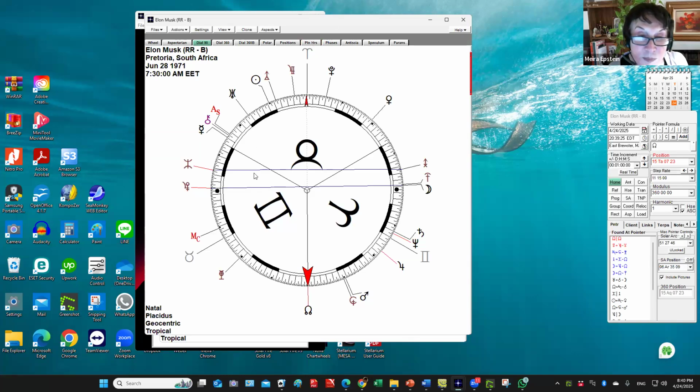Now, let me show you, let me bring in the asteroid. I deliberately took it out. I didn't want to have too much, but let me bring it in so you can see that.